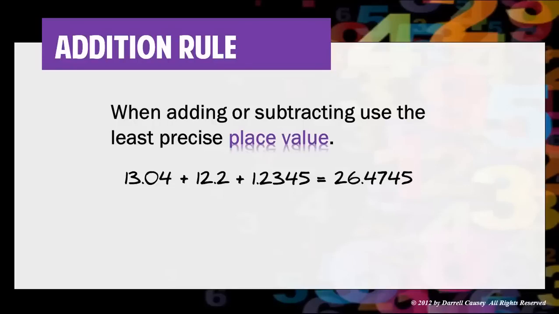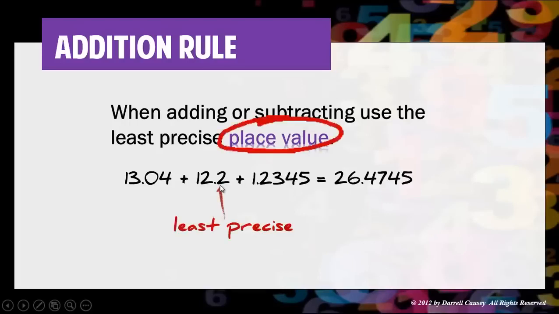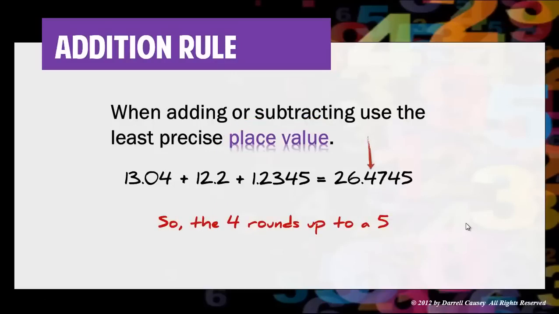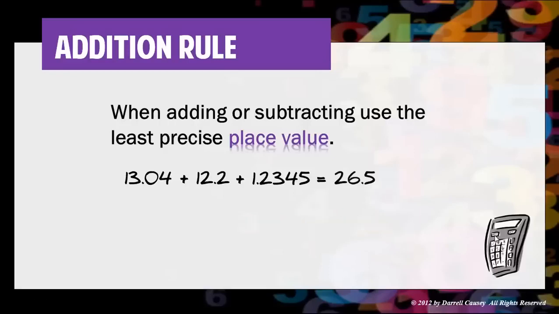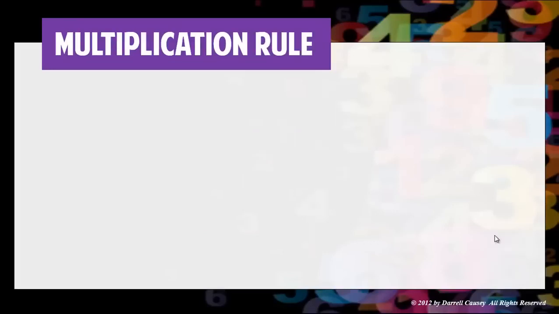26.4740. But what I want you to take notice of is that the least precise place value is the 12.2. So we're going to round the 4, the tenths place, that's the best we can do, and round up to 5. Now we round up to 5 because of the 7, okay? 26.5.